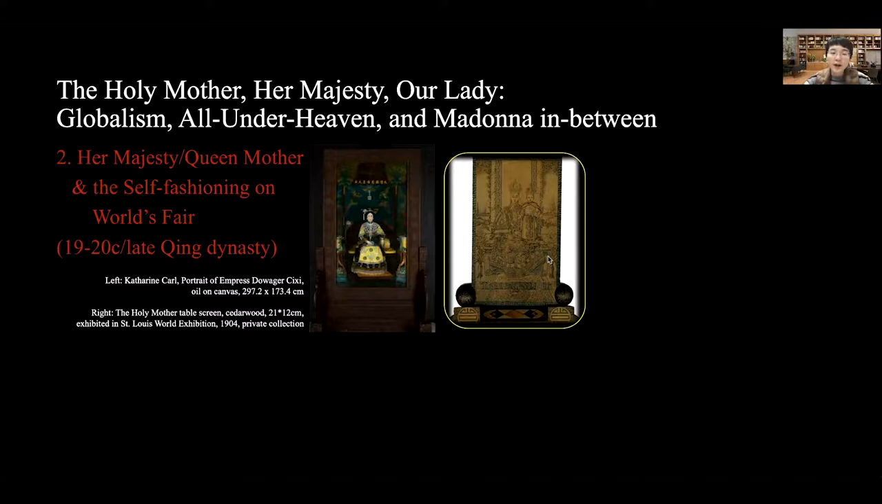I'm going to talk about these images in the context of the collapsing of the so-called China-centered tributary system, and propose that the exporting of these visual arts is part of the self-fashioning project of the late Qing government to both domestic and worldwide audiences.